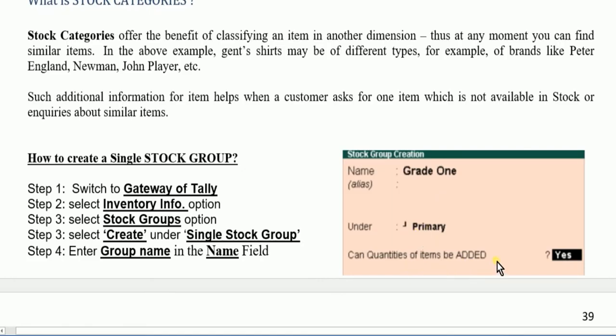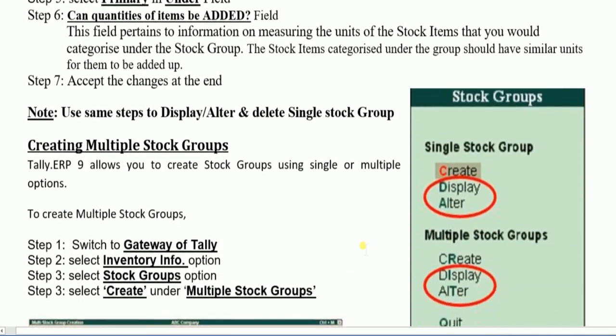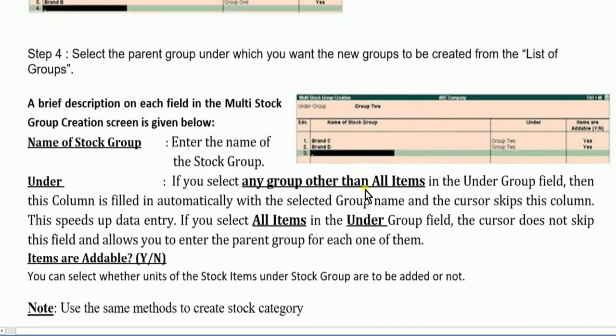Can quantities of items be added? That means you want to add the related items. Yes. Then accept the changes to save the stock group. There are multiple stock group and single stock group options. The methods are the same as for groups and ledgers. Remember, that's why I'm saying CAB is very easy to answer, since all the concepts are nearly the same. Only the names are changing. How to create a single stock group, how to create a single group, how to create a single ledger: all those concepts are the same.